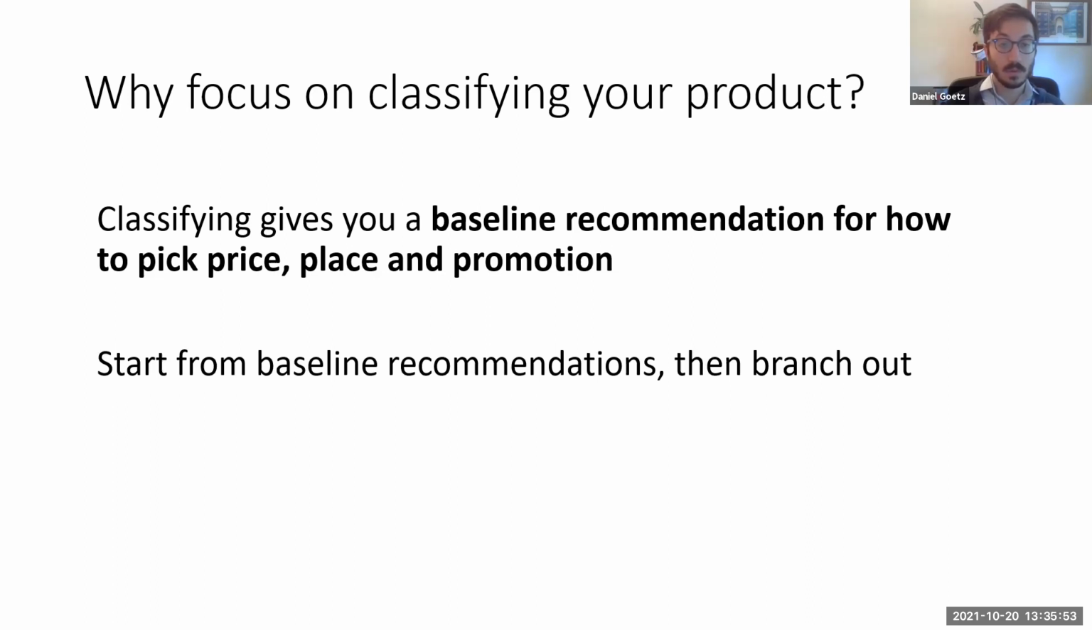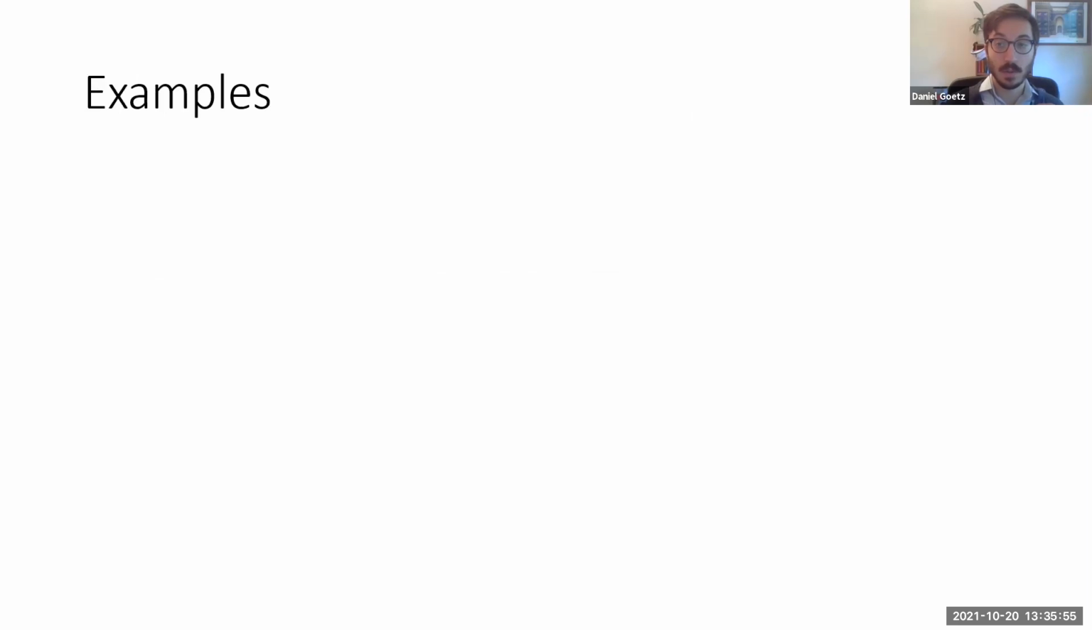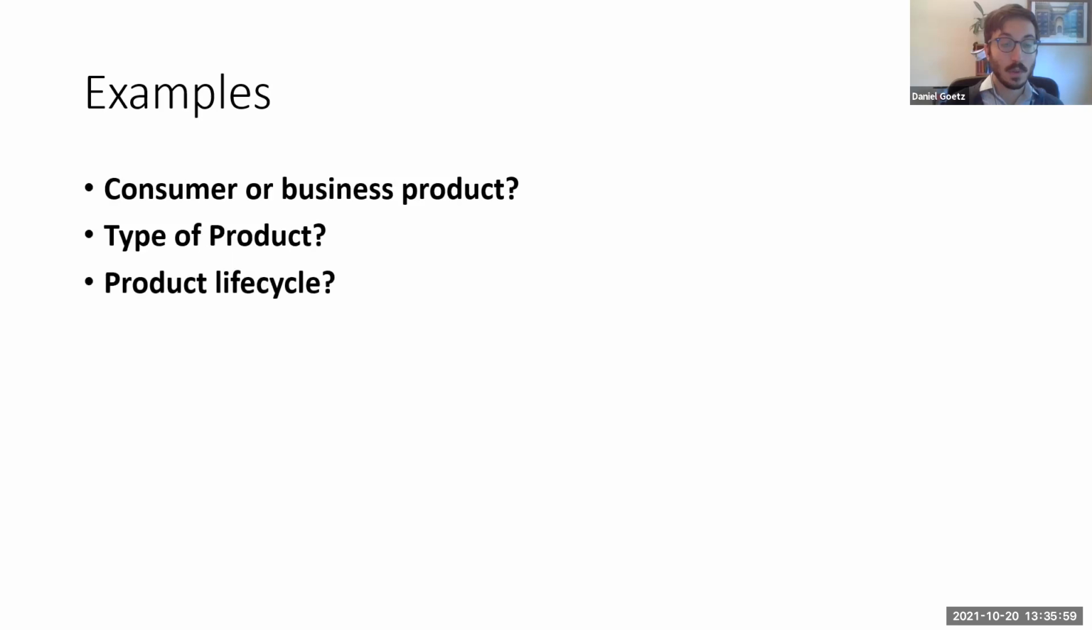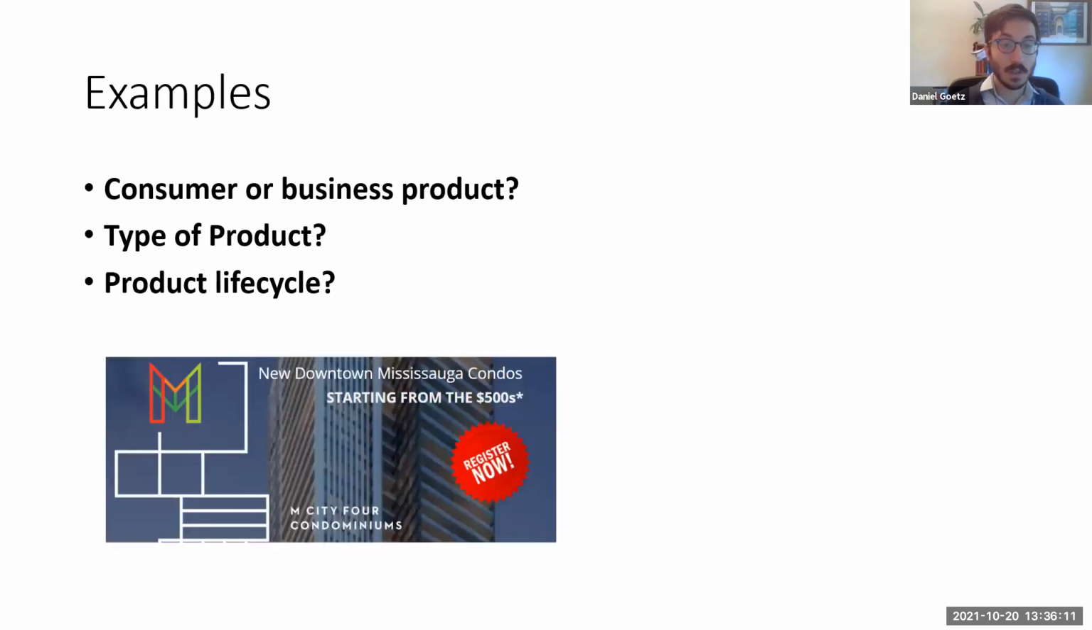So let's take a look at a few examples. Here are the 3 things that we'll be thinking about. Is this consumer or business? What type of product is this, like what type of consumer product? And at what stage in the product life cycle are we? Okay. So here's an example.